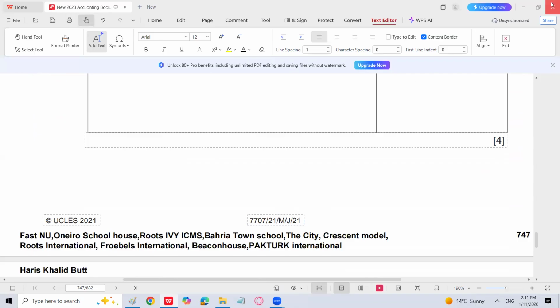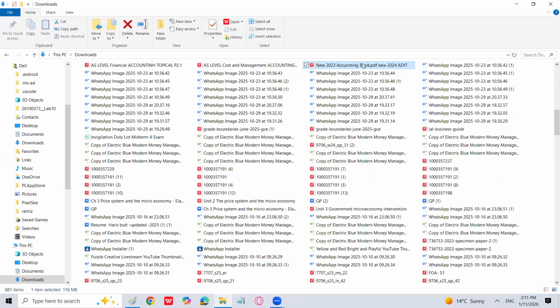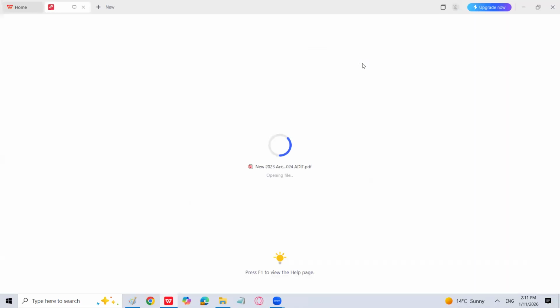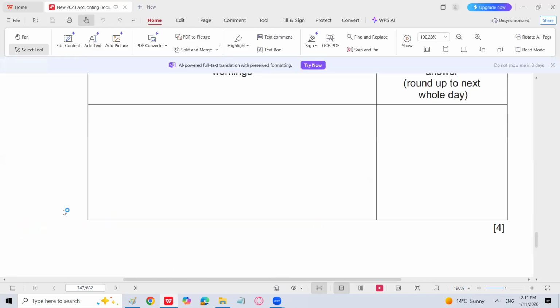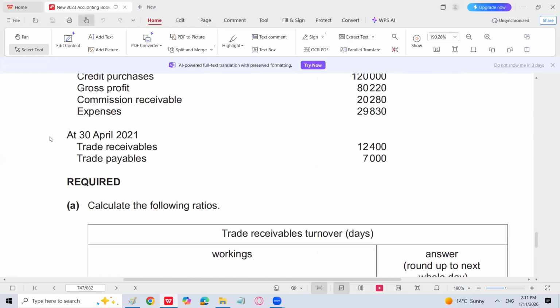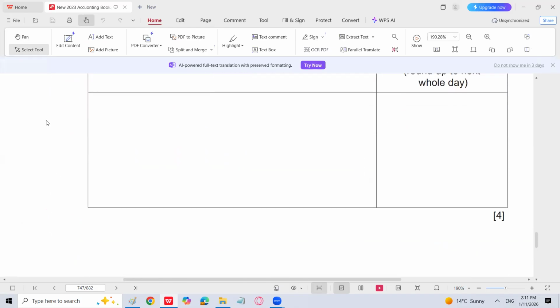So this question has come in May, June 21. I just want to open it again because the data has been shifted. I could do undo also, but I just decided to do it this way. Okay, so credit purchases 1,20,000, trade payable 7,000. We are done with that.